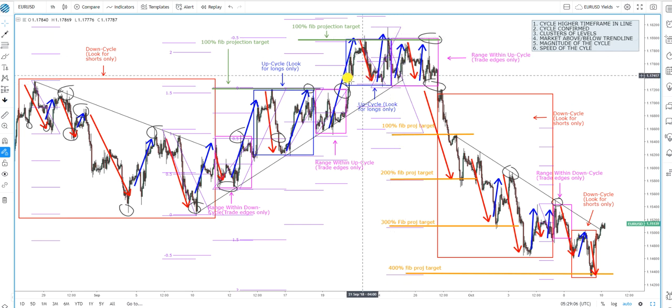Now we transition from an upcycle into a range. When is that? Well, the moment that we have a fail, a double top, and we retrace beyond the 50% retracement based on the last swing low and the last swing high, validated, remember, always by the 50% rule, okay? Now, the moment that we break outside this range is when we start to develop a new down cycle.